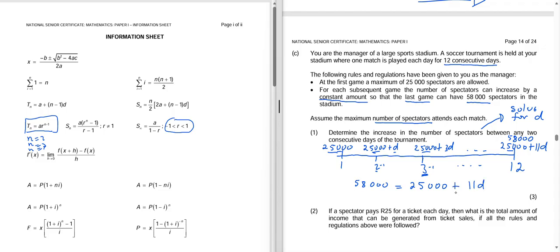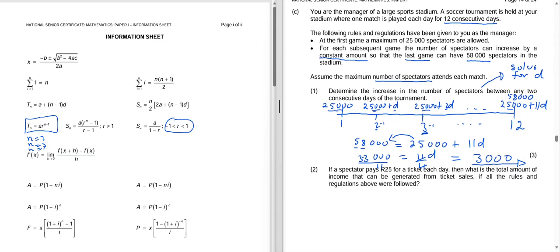Now to solve for D, we can throw this to the other side so that we can group common things together. Now that will be 8 minus 5, that is 3. 5 minus 2, that is 3 again, so that is 33,000 there. And then 11D, we divide by 11, we divide by 11. So 33 divided by 11, that is 3. So that means D is equal to 3,000. So that is the amount that we are increasing for each game.